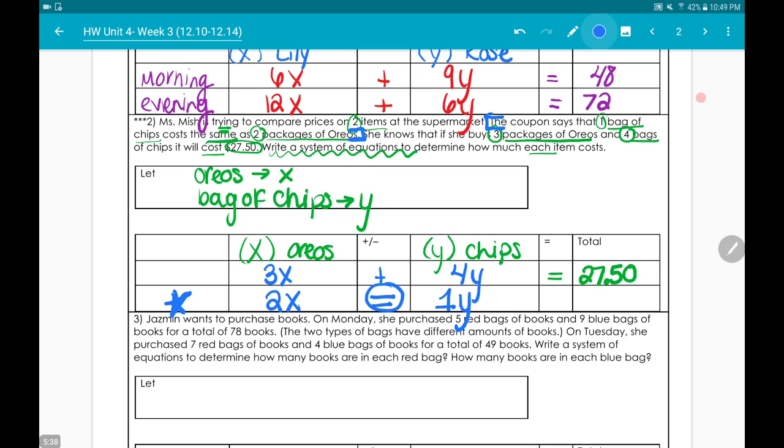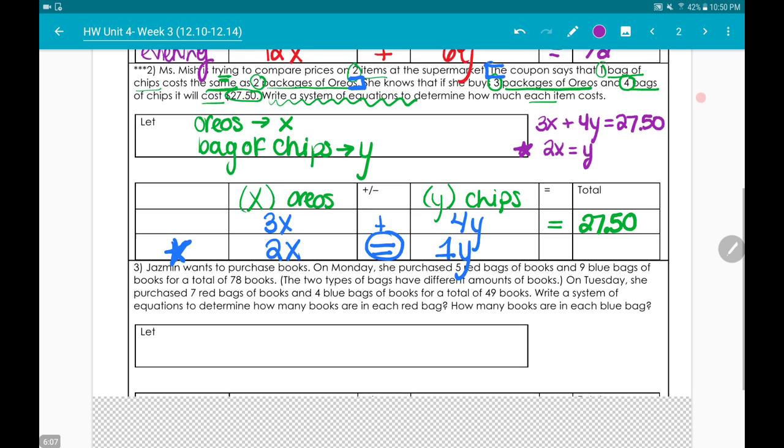Right? So I'm going to write this on the corner. If we were working with this system, we have our 2 equations. Our 2 equations are 3x plus 4y equals 27.50. That's in that same format we've been seeing. But this one is not in the same format. This one is 2x equals y, or 1y. Okay? So just keep that in mind that sometimes we come across exceptions to the rules. Majority of the times the graphic organizer works. Okay? Why don't you go ahead and try number 3?